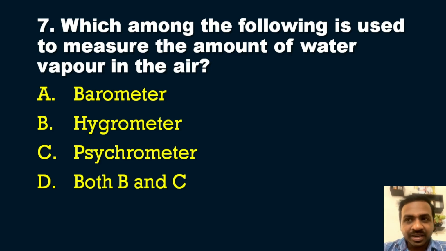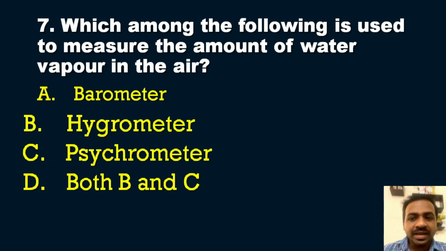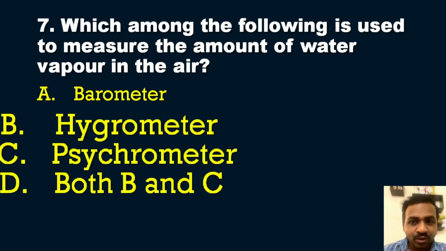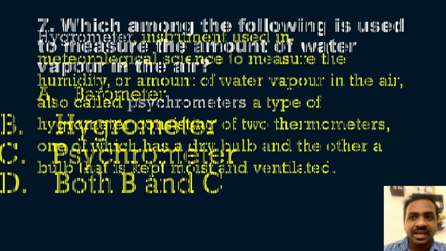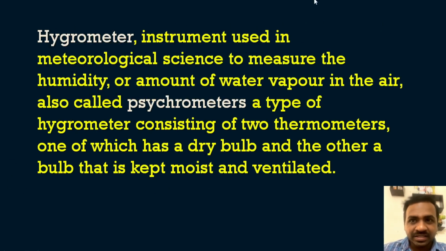So first of all, you should understand what is the term for the amount of water vapor in the air. Then you can identify the answer for this question very easily. So what is the answer? It's very simple. The answer is option D, that is both B and C, that means hygrometer or psychrometer. So what is the term for the amount of water vapor in the air? That is the humidity. So the question was regarding the instrument which is used to measure the humidity. We know that a hygrometer is an instrument used in meteorological science to measure the humidity or amount of water vapor in the air, and it is also called a psychrometer.